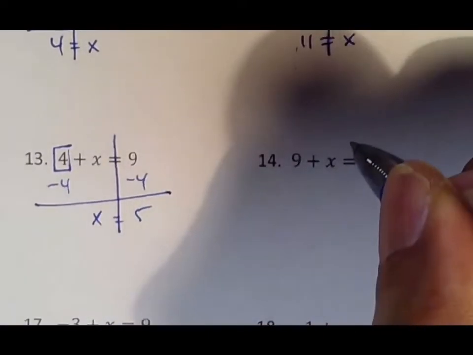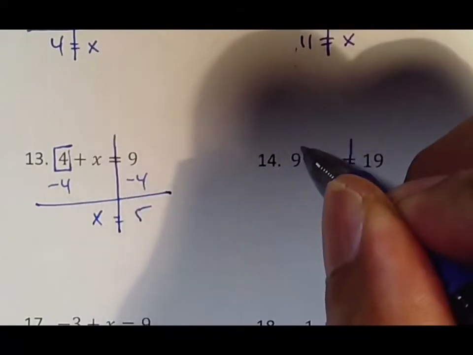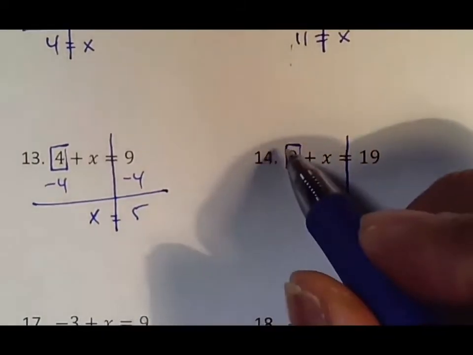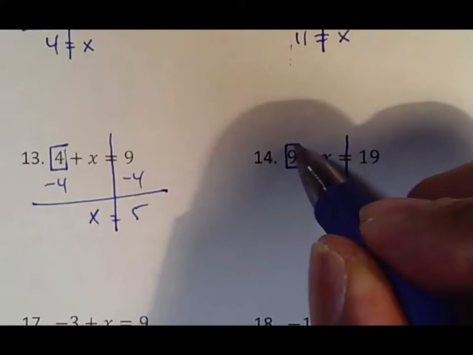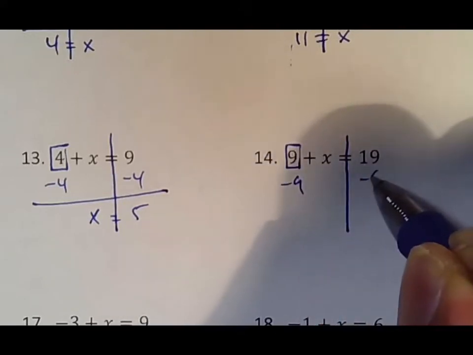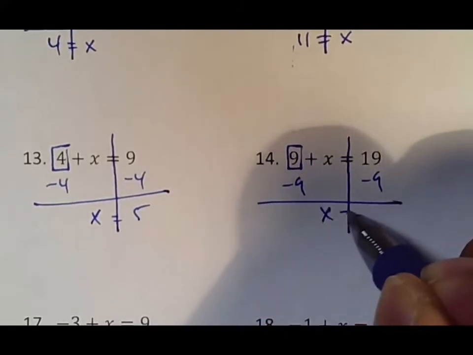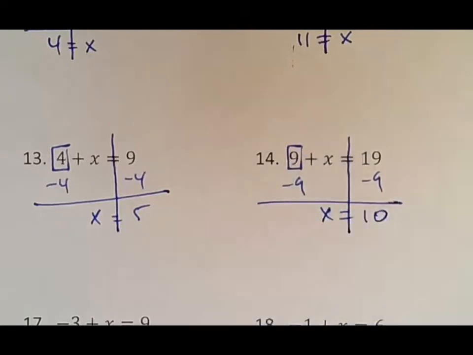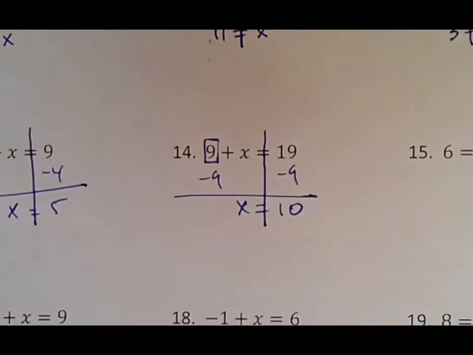But it's the same thing. This is still a positive 9. Again, draw your line through the equal sign. 9 is with x, not 9 plus. That plus goes with x. How do you get rid of a positive 9? Well, with a negative 9. X comes down. 19 minus 9 is 10. And that is all you're looking to do.